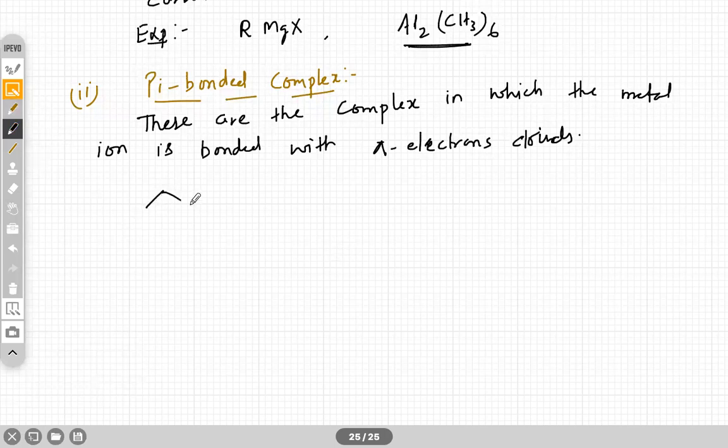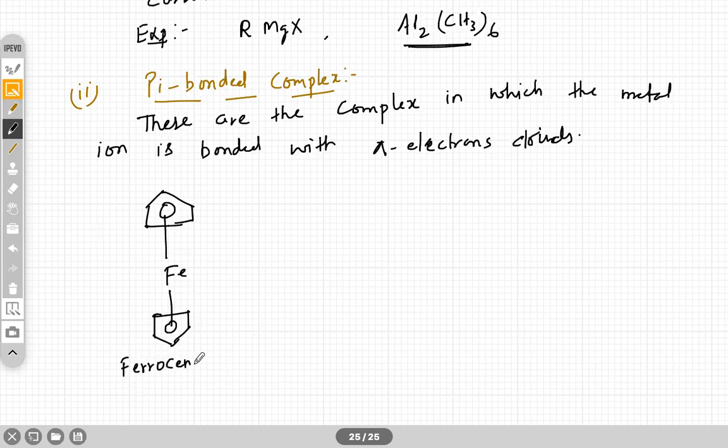You see this, we have a five-membered ring. Metal is iron. And this side we have another five-membered ring. This pi electron cloud donates to this metal. This is the bonding we have. This compound we call ferrocene. All these names you have to memorize. Okay, ferrocene.